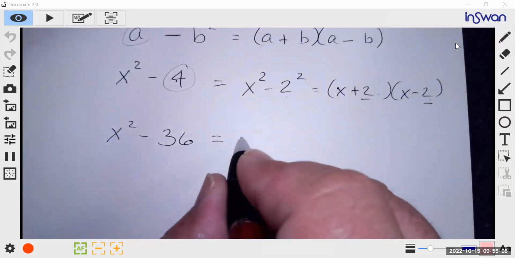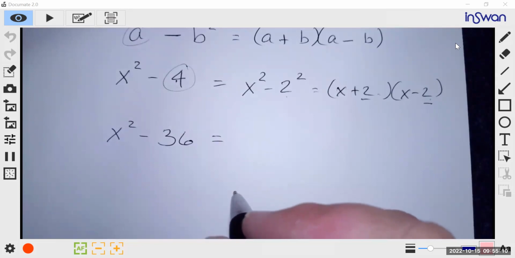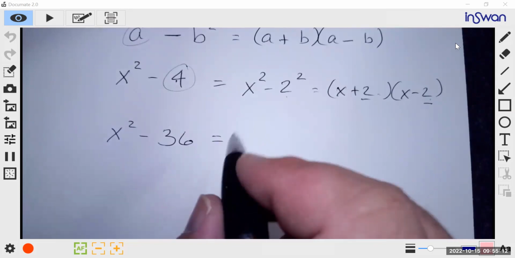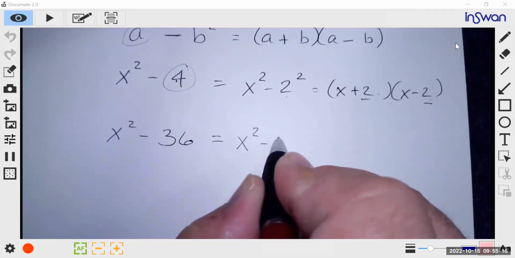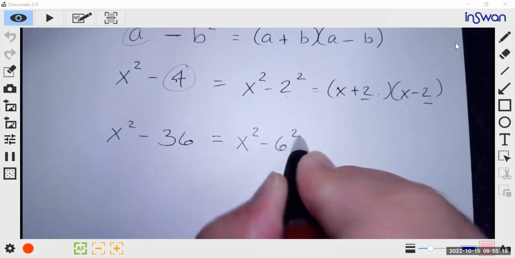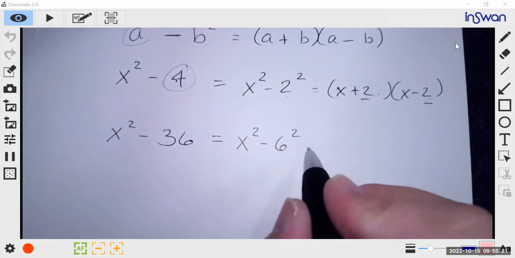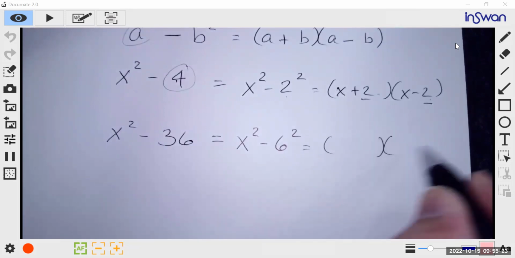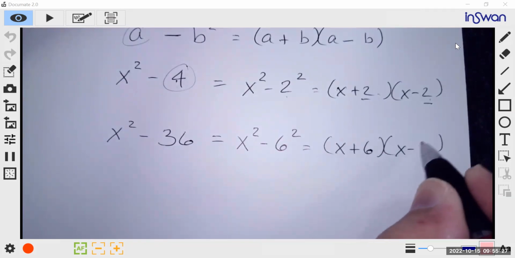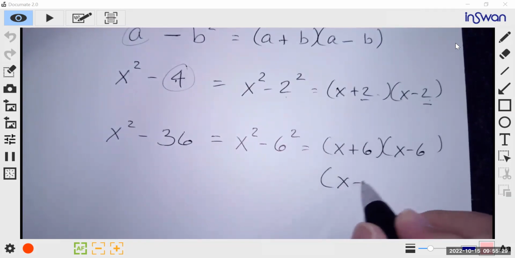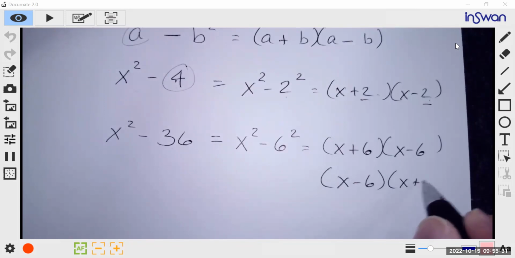What's that one going to be? Yeah, 36 is 6 times 6. So the factored forms are x plus 6, x minus 6. It doesn't matter how you put it. You can put x minus 6, x plus 6. They both mean the same thing.